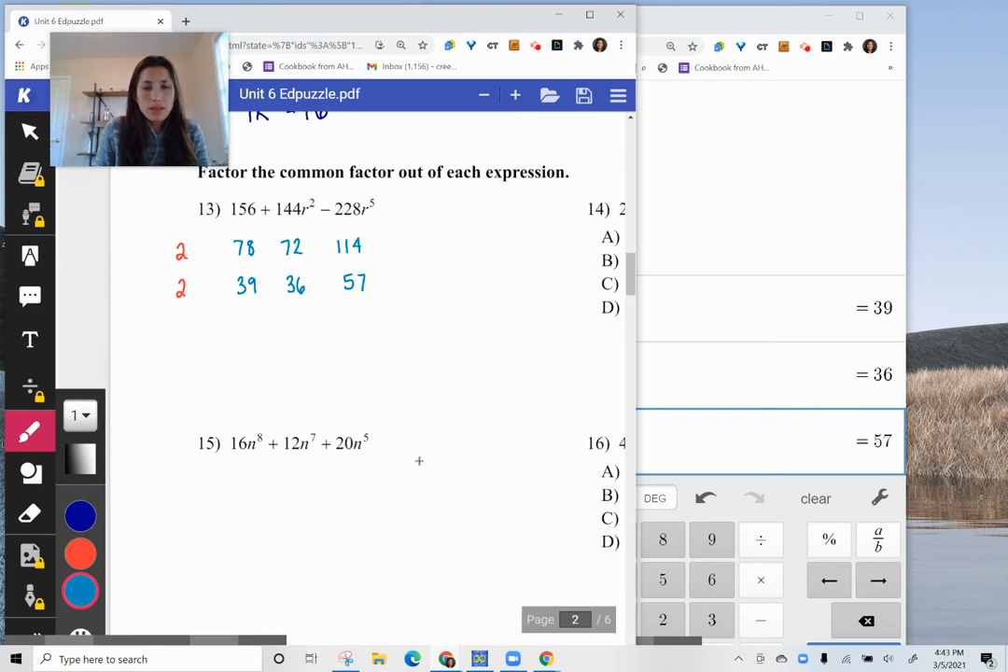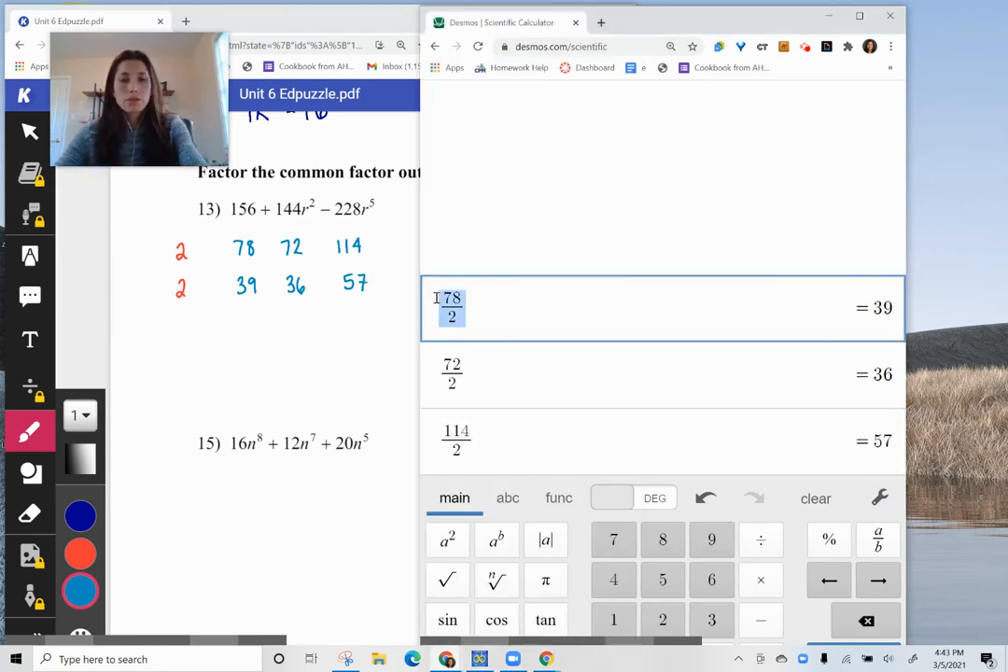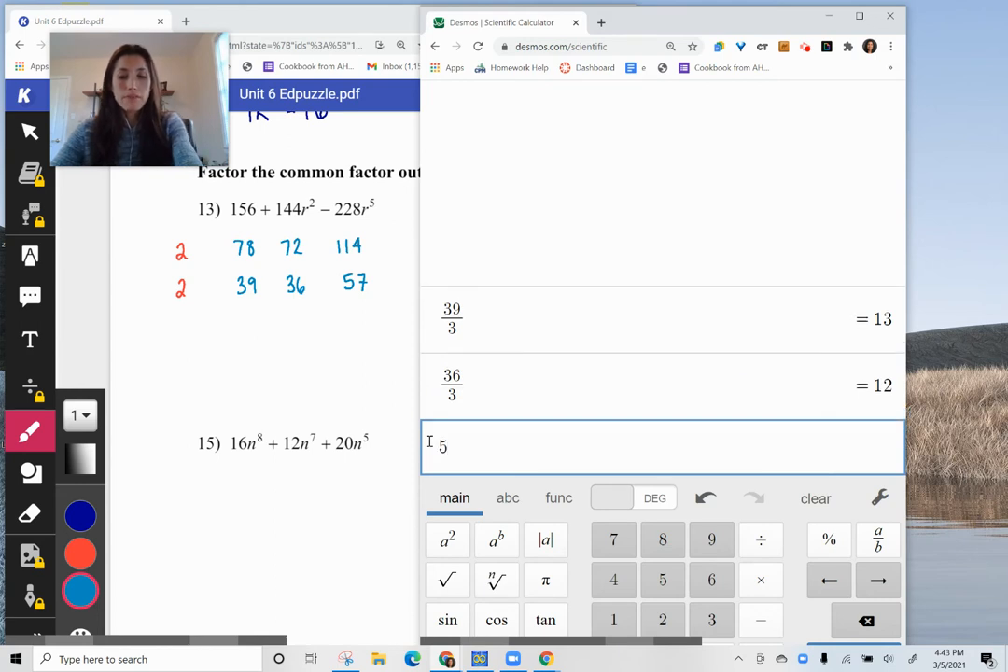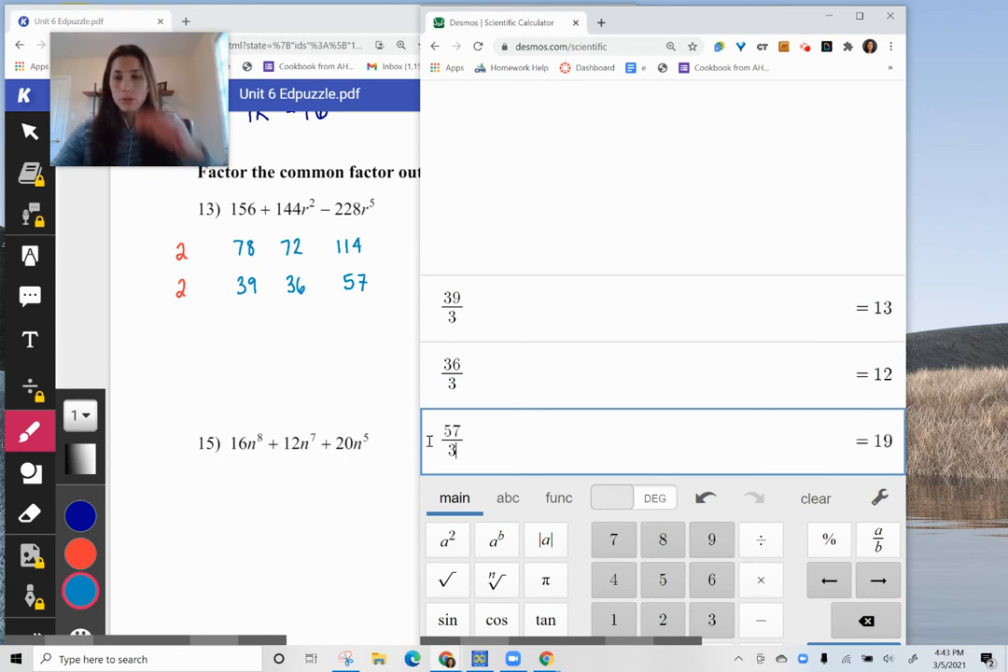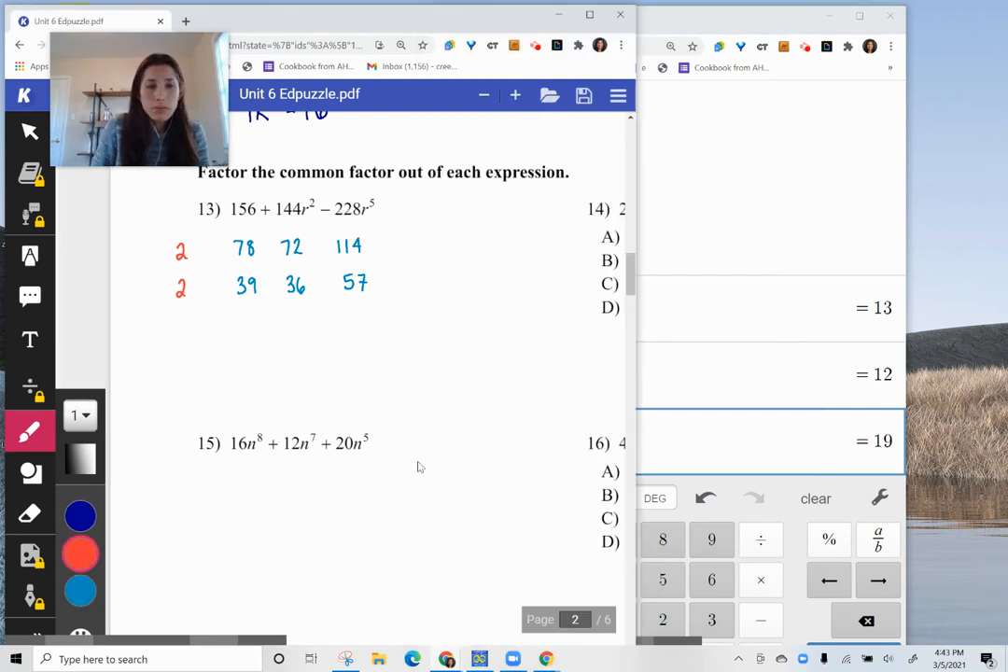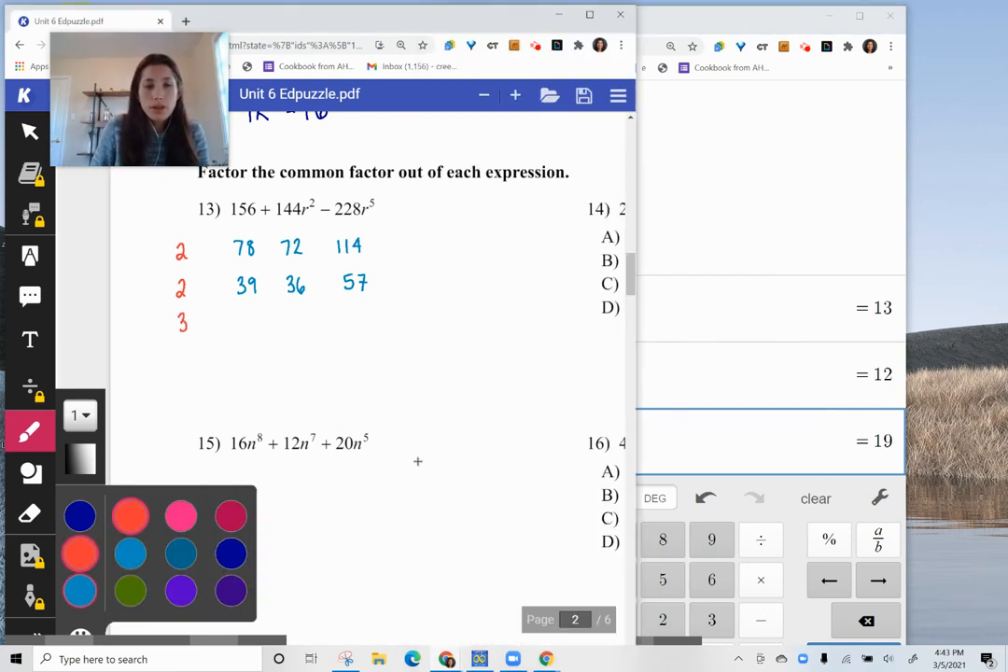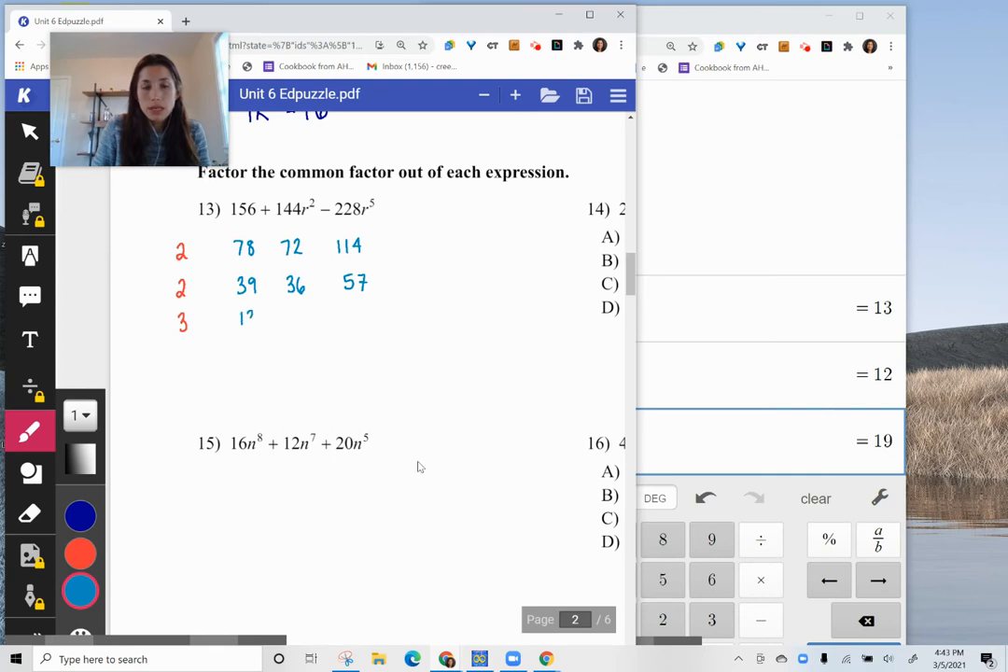Now the only thing that I think might go into all of these is 3. Let's check. So 39 divided by 3. I know 36 is divisible by 3, and I know 57 is also divisible by 3. Okay, so I know 3 goes into them. So you're basically just looking for small numbers that go into all of them, and then I would get the 13 here, I get a 12 here, and I get a 19.